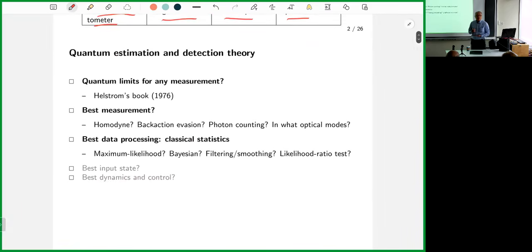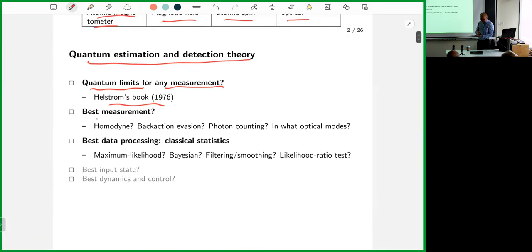There are a lot of fundamental questions that you can ask about this problem. Basically, you can just go to Helstrom's book and repeat all the calculations in terms of what would be the fundamental quantum limits to how well you can estimate or detect this unknown waveform. That's one big question you can ask for any measurement. So that's the basis of quantum estimation and detection theory, of course. Once you've found the quantum limit, then you need to come up with a good measurement that would approach these limits.